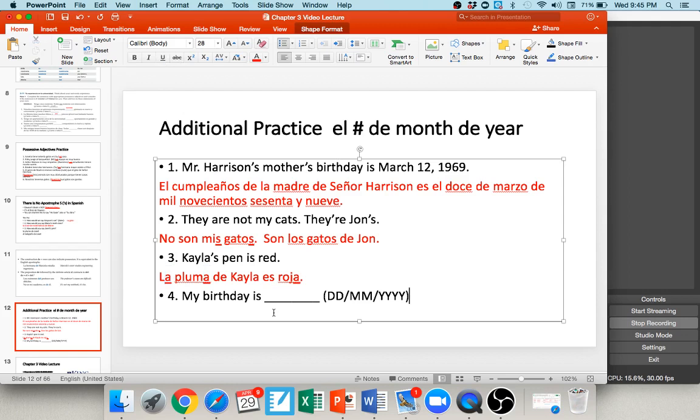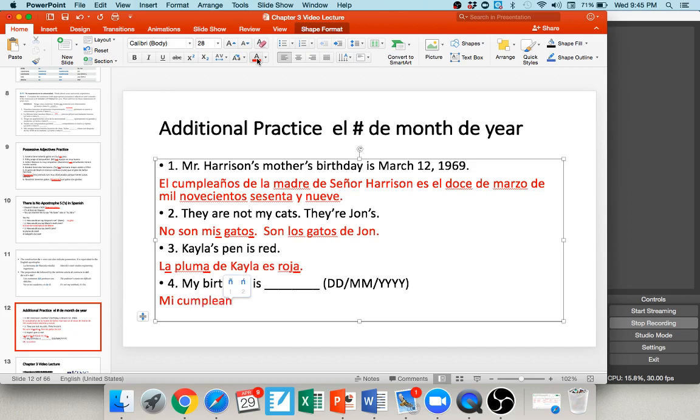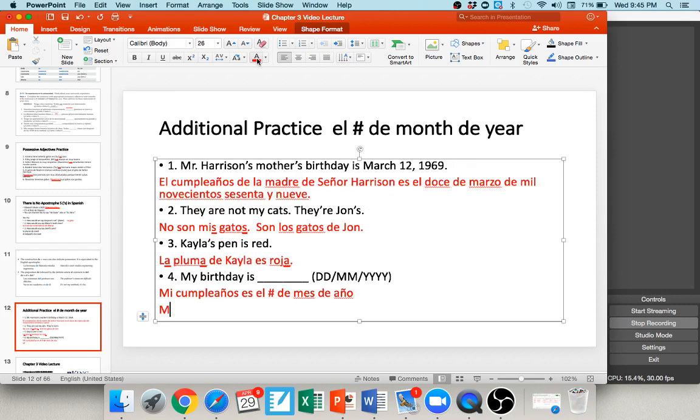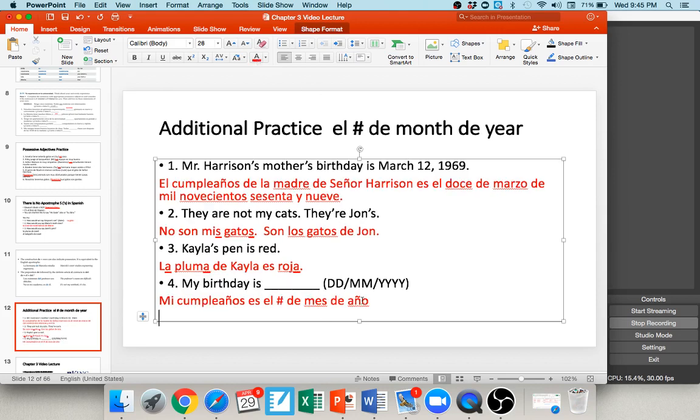Okay, number 4, hopefully you got to have some fun writing your own birthday, yes, day, month, and year. Okay, so here we're saying my birthday is, mi, birthday, cumpleaños, is, es, and in this case, el, followed by number, followed by day, followed by a month, followed by day, followed by a year. Okay, so I would say, if I were writing this sentence about myself, that mi cumpleaños es el 22 de junio de 1992. June 22nd, blah, blah, blah.